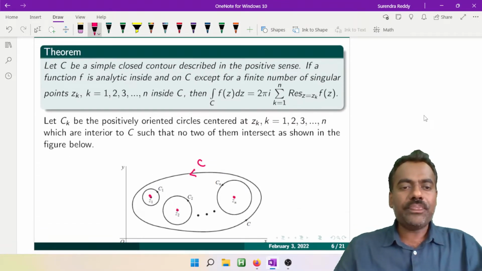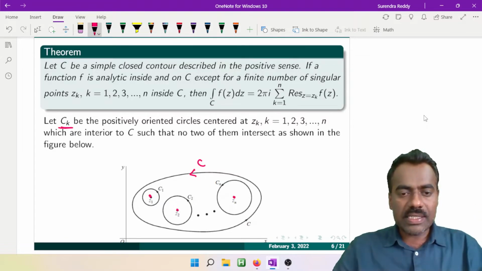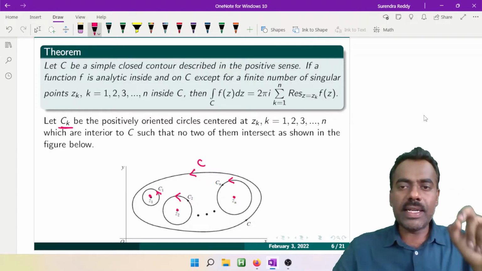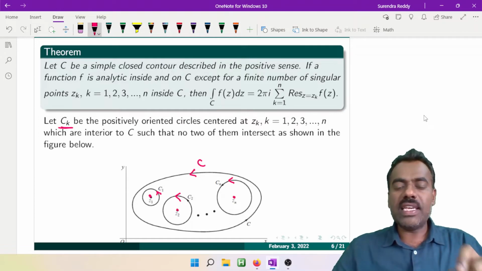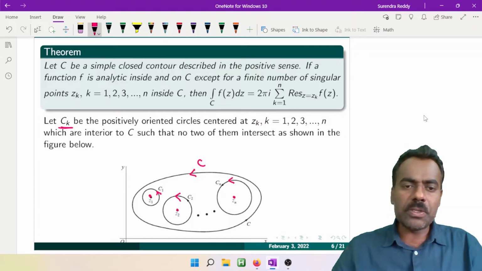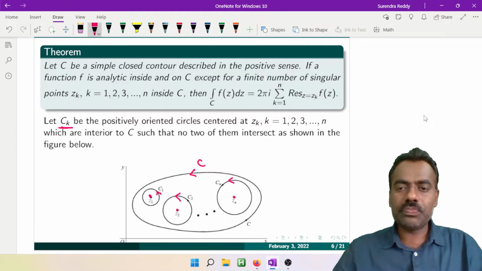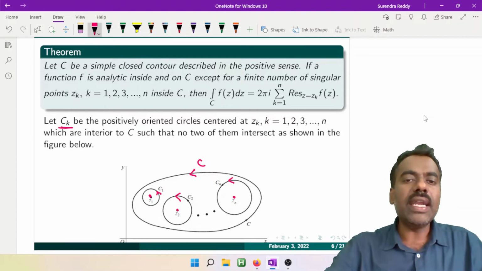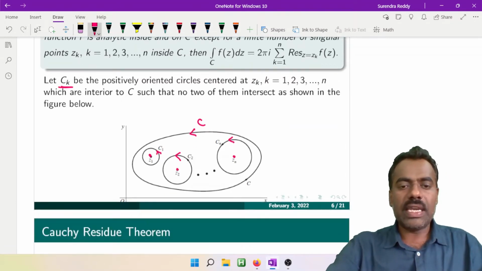So let Ck be a positively oriented circle at zk. So you take each one, C1, in the positive sense, C2 up to Cn. We select them in such a way that they are circles centered at zk, and no circle intersects another. That is always possible because we have only finitely many points. So try to find the minimum distance among the zi's. Then we can have a radius less than each and every one, so that they cannot intersect, right? That is always possible.